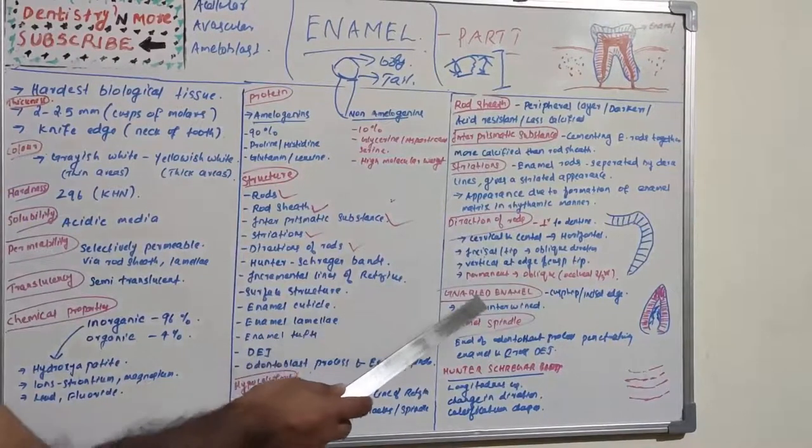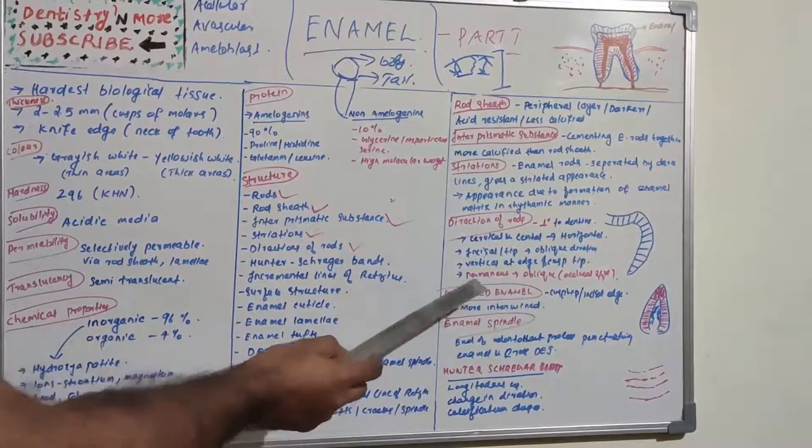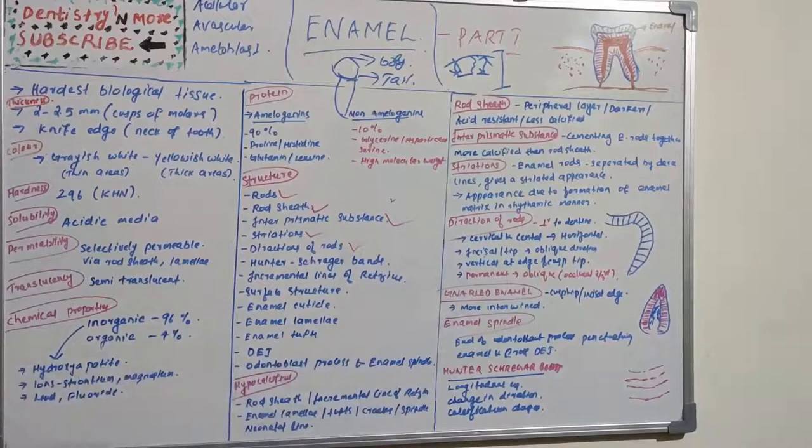Now we have gnarled enamel. It is also a change in directional pattern, because gnarled enamel is a very important short note. So gnarled enamel is near the dentin in the region of the cusp or incisal edge.